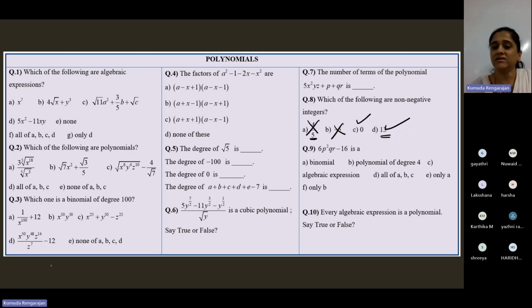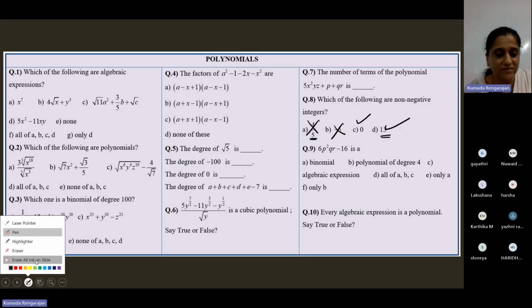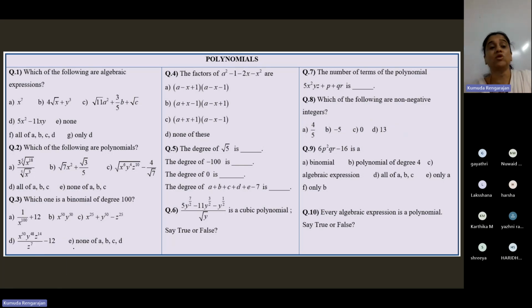So the correct options are C and D. 0 and 13. 4 by 5 is not an integer at all, so leave it. Minus 5 is an integer, but it is a negative integer. You have to select non-negative integers. Then only one correct option will be given to you. Here there are 2 correct options. Then how can you select one?